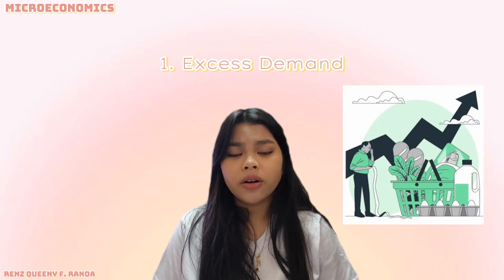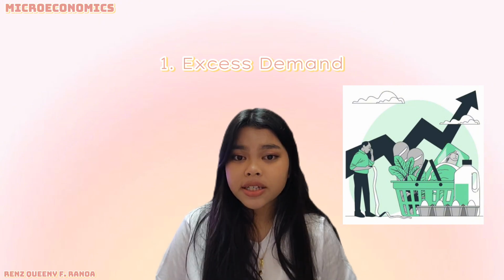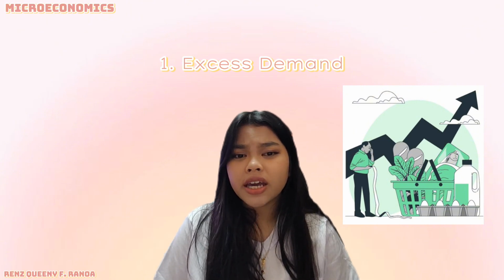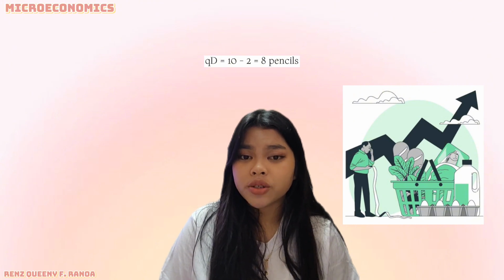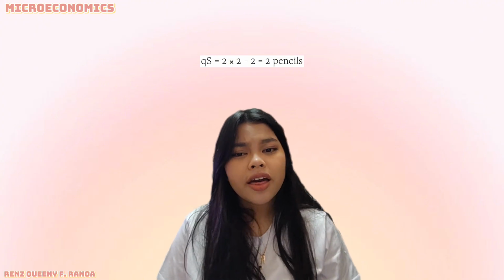Excess demand. Now, let's say the price of pencils is too low, maybe 2 pesos per pencil. At this price, many buyers want to buy, but sellers don't want to sell as much because it's not profitable for them, which is QD is equal to 10 minus 2 is equal to 8 pencils, and QS is equal to 2 times 2 minus 2 is equal to 2 pencils. There's an excess demand of 6 pencils. In this case, sellers will start raising prices because there are more buyers than goods available. The price will rise until it reaches the equilibrium price of 4 pesos.